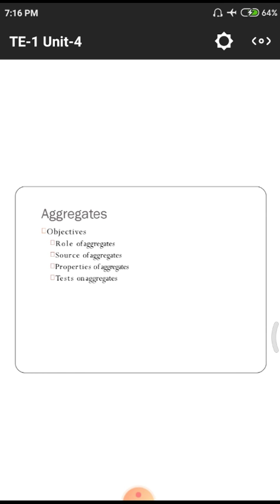Next one, properties of aggregates. That means we need to observe both physical properties and chemical properties. Physical properties means shape, size, texture and color. All those come under physical properties.